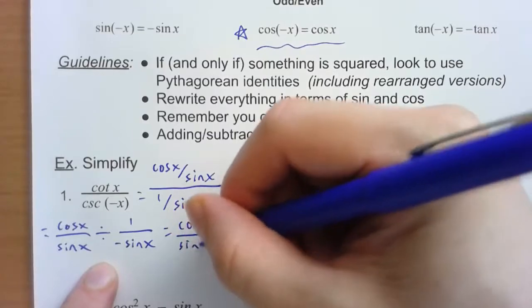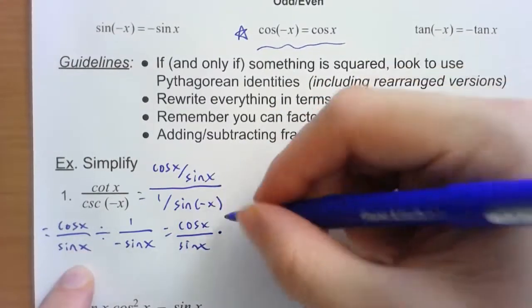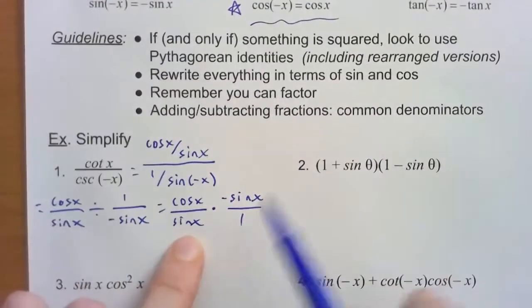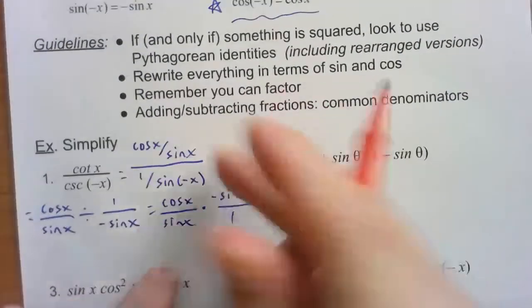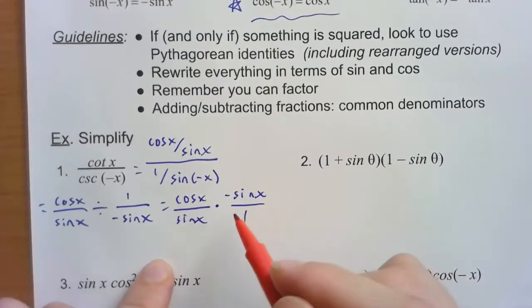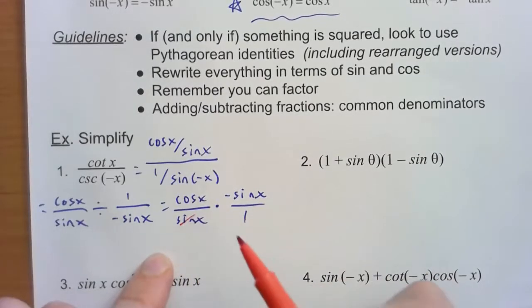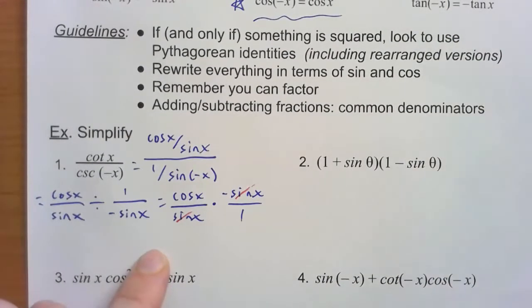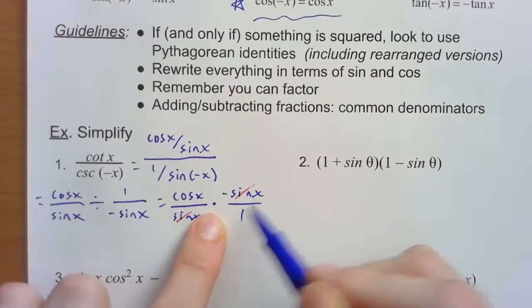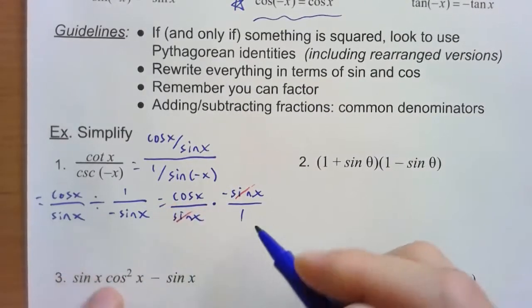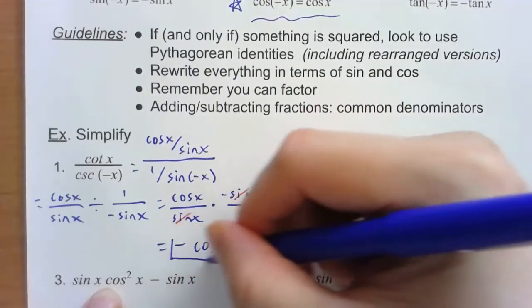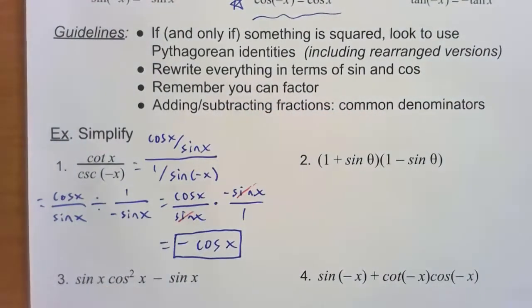And so we keep, change, flip, if you ever were taught that by one of your teachers. All right, and so now what we've got is we can cancel out this whole trig function here. So sine of x, that whole function can cancel with this whole sine of x function right there. And so then what we've got, well, we'll have a negative 1 here. Cosine x times negative 1, that's just negative cosine x. So there's our answer, okay?